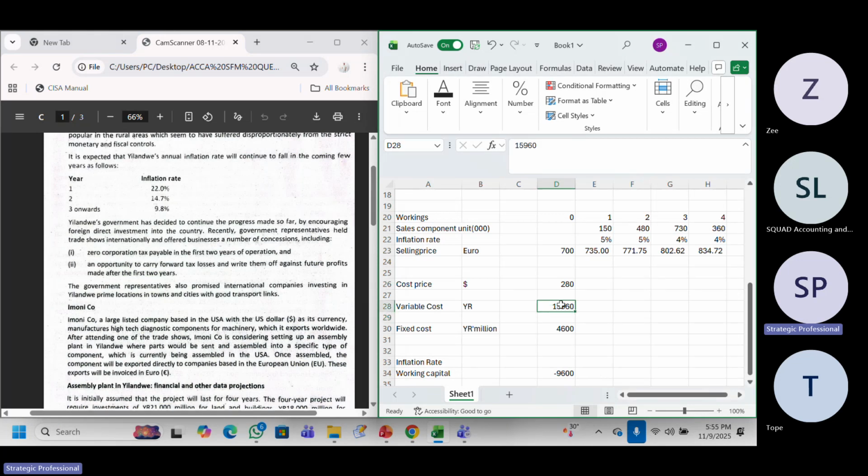So we'll come here. For this variable cost, it will increase by its own country's inflation rate. First year is 22%. Second year is 14.7%. Third is 9.8%. And the fourth is 9.8%. Now we grow it. With this kind of question, you calm down, you don't rush, because you can make errors easily. So that one is sorted. Let's now see the fixed cost.